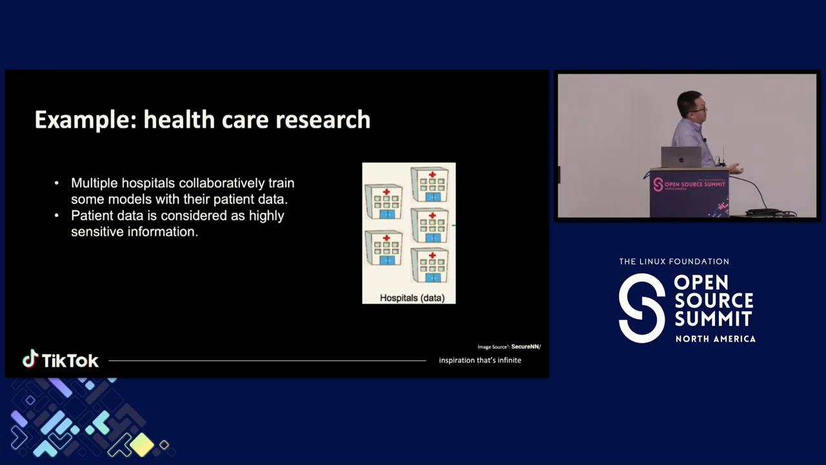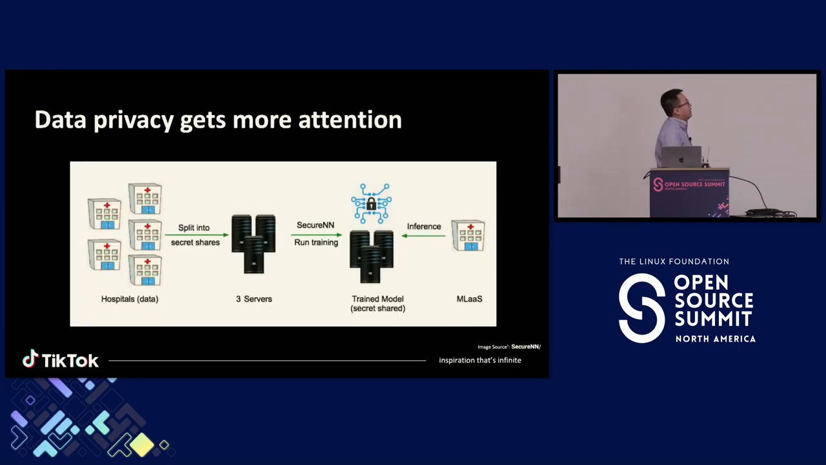In the healthcare example, let's say we have five hospitals, and each hospital has its own patient information. The goal is to have them collaboratively train some models with the patient data. Of course, patient data is considered highly sensitive information. If the hospitals just share this data with other hospitals in plain text, this immediately raises privacy concerns. This is where privacy enhancing technologies can help.